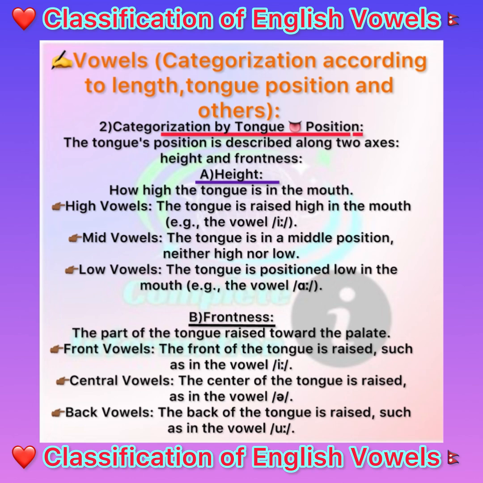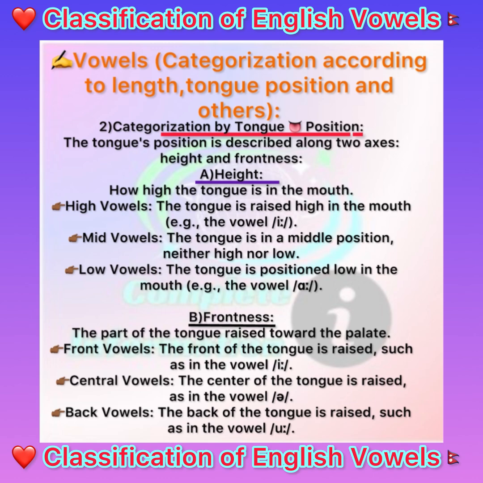First one is high vowels. In this, the tongue is raised high in the mouth, for example the vowel I. Now mid vowels. The tongue is in the middle position, neither high nor low. Now low vowels. The tongue is positioned low in the mouth. Example, the vowel A.